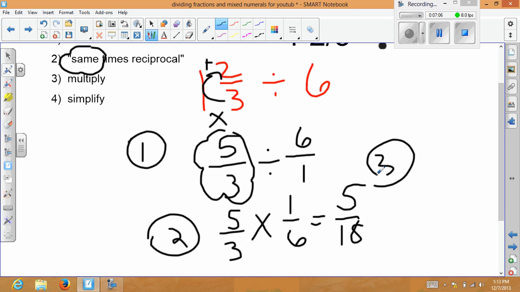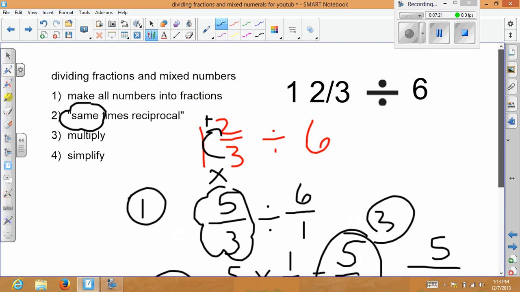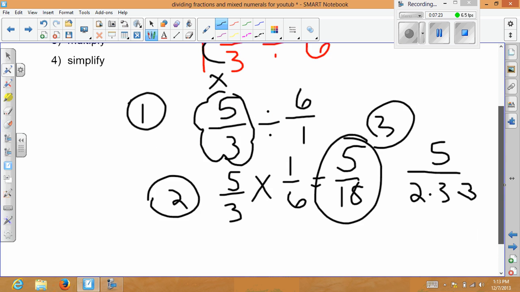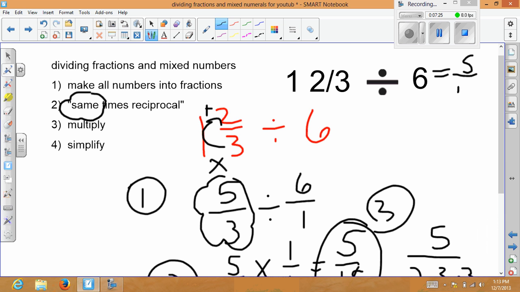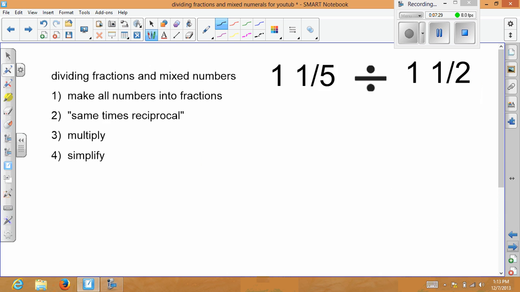This answer cannot be simplified. 5/18 is in simplest form because 5, written in its prime factors, is 5. 18 written in its prime factors is 2 times 3 times 3. They have nothing in common. Therefore, this fraction is in simplest form, and that is my answer. Okay, so 5/18.